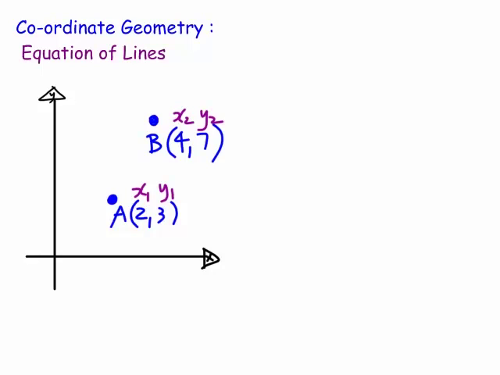So we want to find the equation of the line through these 2 points. Now, just before we start, we can hopefully see that the gradient is something like this. That has a positive slope, so we're expecting to get a positive number out of this. If we got a negative number, we would know we'd done something wrong.